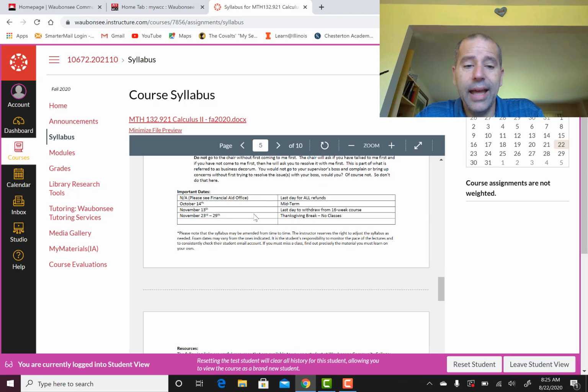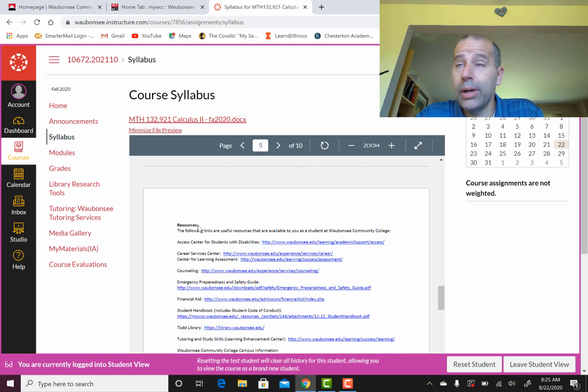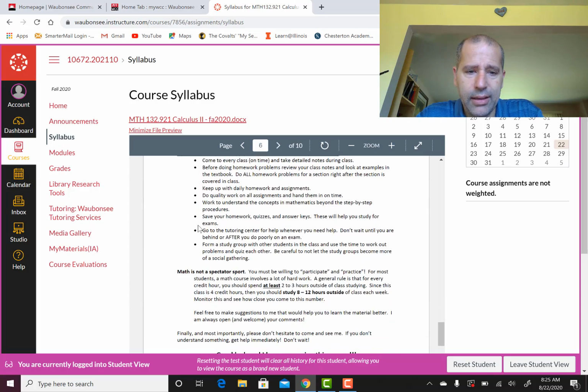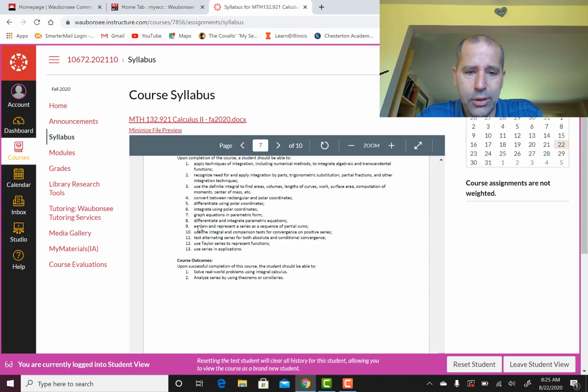These are the important dates. Again, these change from semester to semester. So again, check out the syllabus and print it off. Make sure you print off the syllabus for your own records. And again, this is tips for success. You can read those on your own.